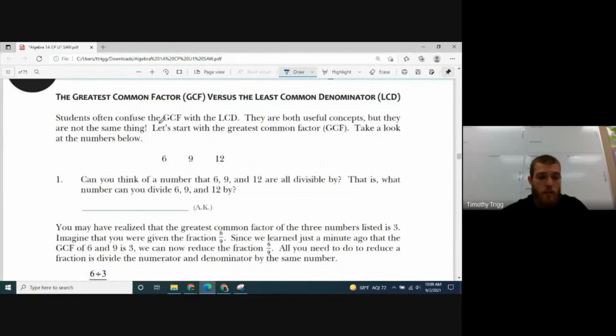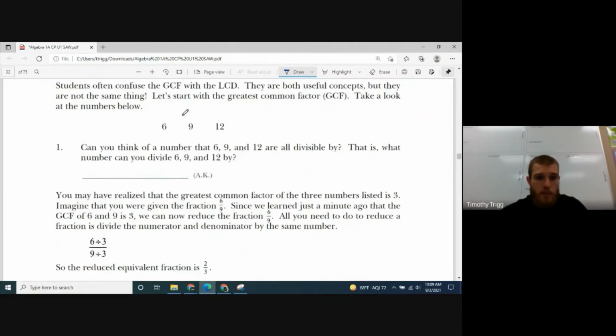Students often confuse the greatest common factor with the lowest common denominator. They are both useful concepts, but they are not the same thing. Let's start with the greatest common factor, the GCF. Take a look at the numbers below. 6, 9, 12. Can you think of a number that 6, 9, and 12 are all divisible by? That is, what number can you divide 6, 9, and 12 all by? So I'm looking for a number that I can divide all three of these by.